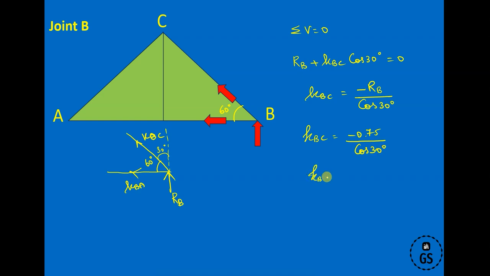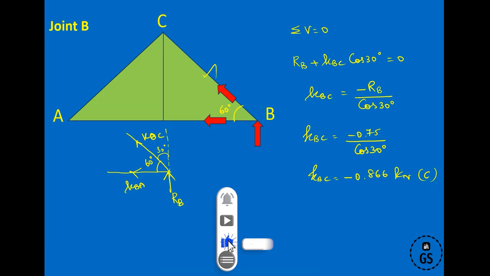Now KBC is equal to how much? We are going to get it as 0.866 kilonewton. This is in compression again. The negative value represents compression members. Right, so now we are done with KBC.